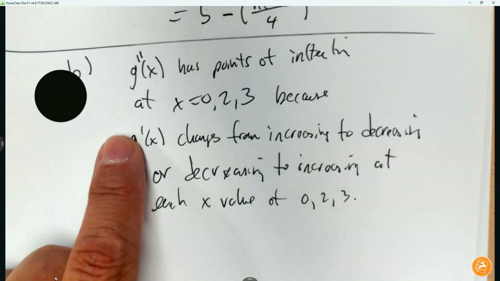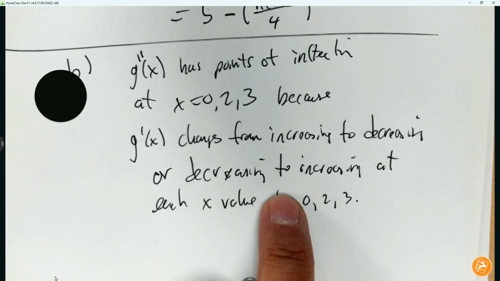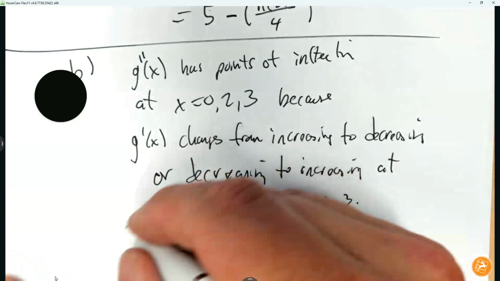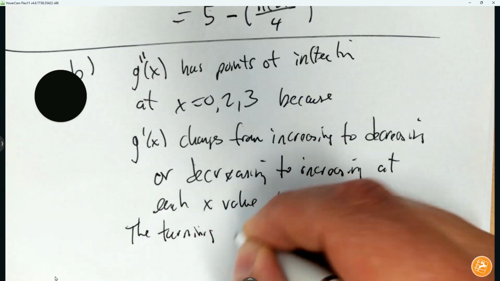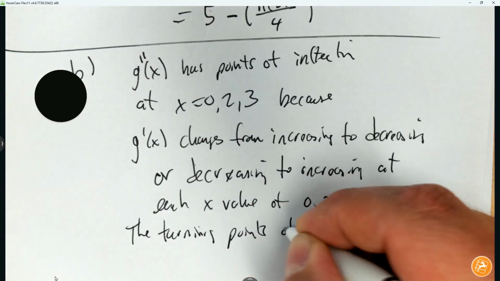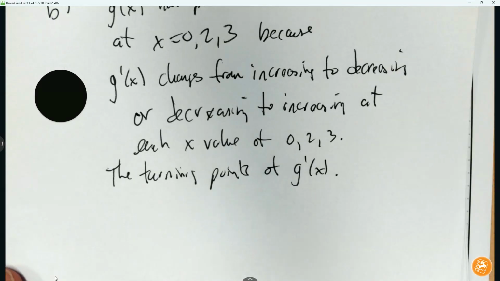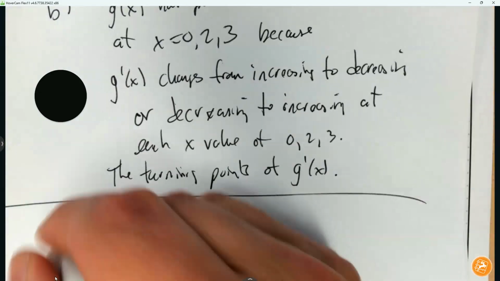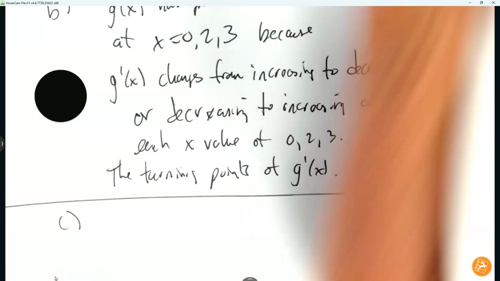And we're explaining that we're looking at increasing to decreasing or decreasing to increasing, and at each one it changes. These are the turning points of the derivative. All right, last part. See how nice 2010 was. They only gave you 3 parts, A, B, C.